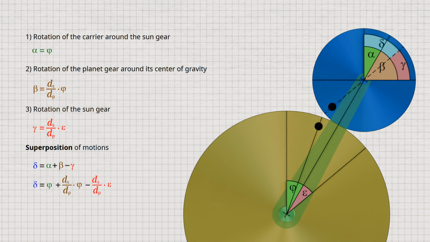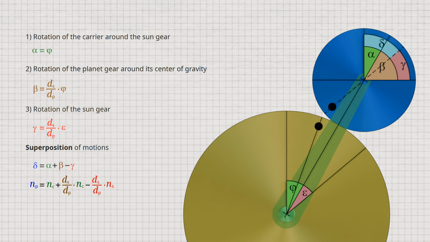In the resulting equation, we can also use the respective rotational speeds instead of the angles of rotation, since the angles rotated within the time t are directly proportional to the rotational speeds. The greater the rotational speeds, the greater the respective angles that result within the time t. The angle delta then corresponds to the rotational speed of the planet gear, the angle phi corresponds to the rotational speed of the carrier, and the angle epsilon corresponds to the rotational speed of the sun gear. In this way, we obtain the equation shown.